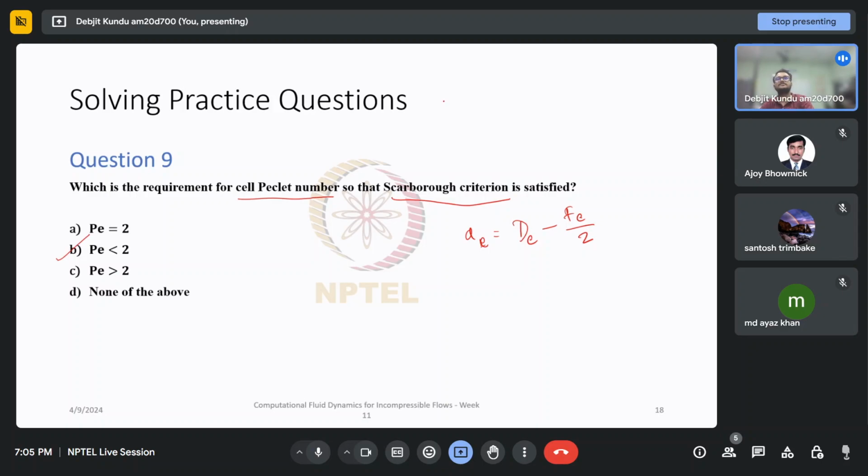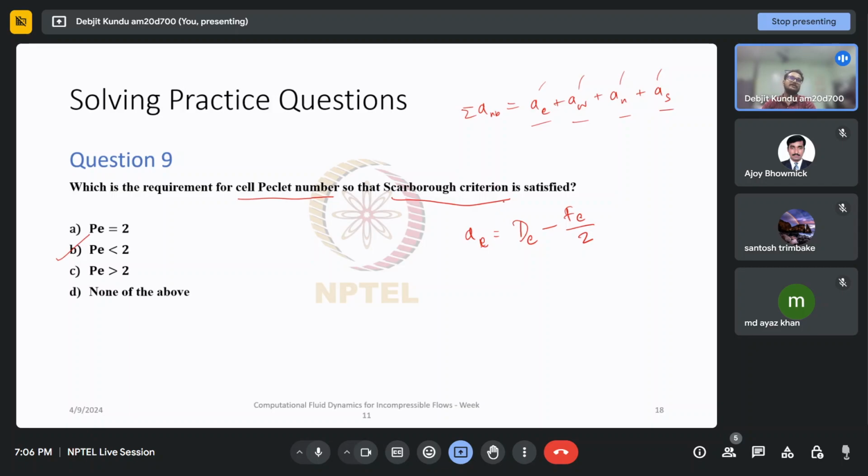So the idea is that this cannot be allowed to be negative. If it's positive, then I know for sure that the summation A and B would be equal to AE plus AW plus AN plus AS, right? So if I want to satisfy this Scarborough criterion, if I ensure all of these are positive, then this A and B would definitely be greater than all of these individually. But if one of them is negative, then that boundedness is violated.